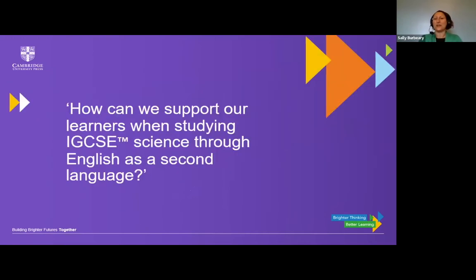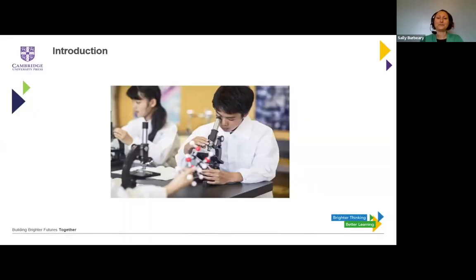So to start with, it's about thinking, how can we support our students when they're studying IGCSE science, but through the language of English, which is not their first language? So here are some of the broad areas that we need to think about to start with. Students may be studying science and think, okay, I know what this word is in my language, but how do I say this in English? It could be a vocabulary issue.